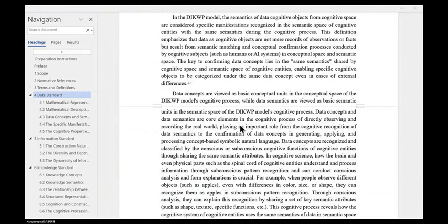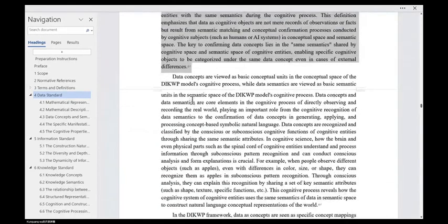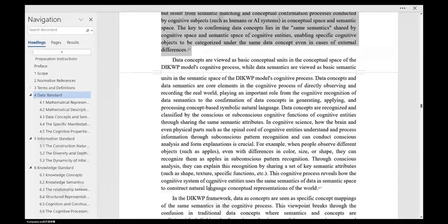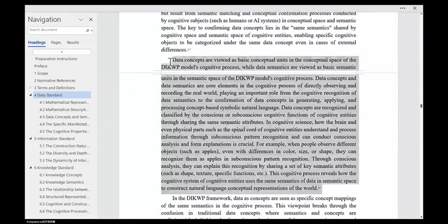Okay, let's preview the next paragraph. The next paragraph begins: data concepts are viewed as basic for the constructor natural language conceptual representations of the world. About this paragraph, if anyone has questions, you can speak at any time.